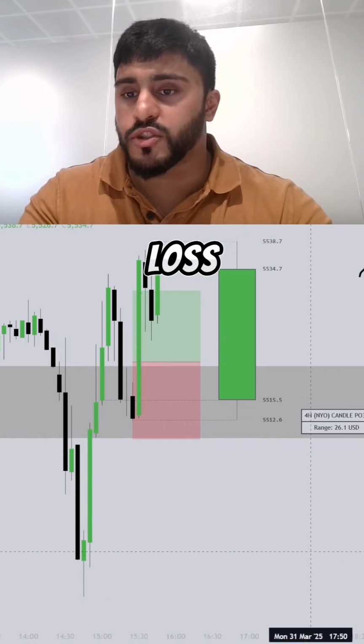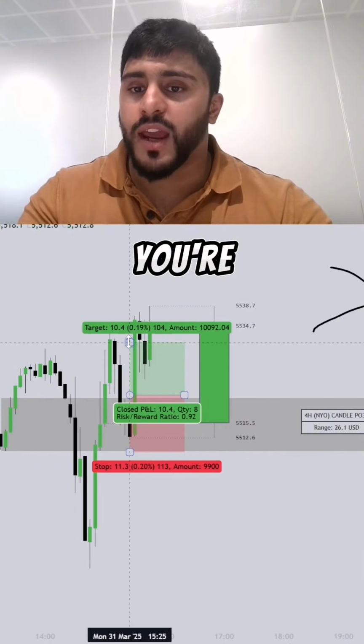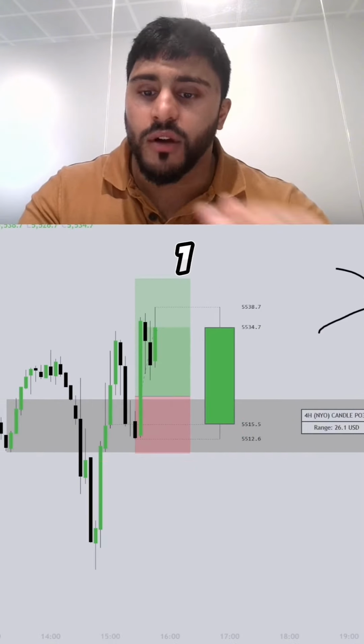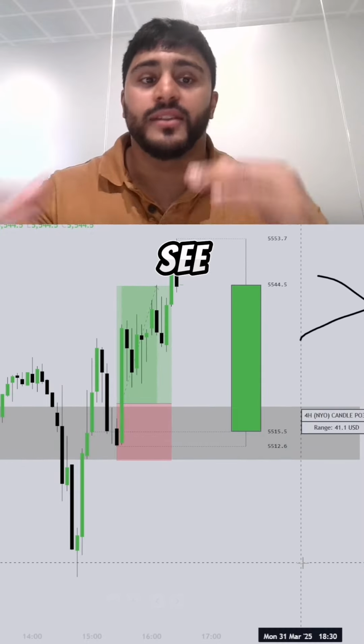We can have our stop loss just below this zone. And in reality, you're aiming for at least a 1 to 2 risk reward, right? So we just allow this trade to play out. We're aiming for a 1 to 2 risk reward after we can see the sellers have failed.